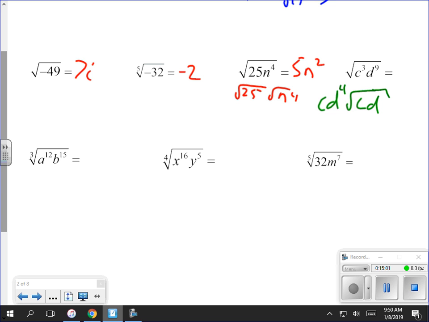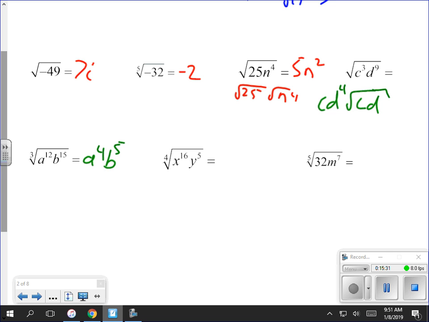Let's take a look at this one. Same idea. Our index is 3. So I'm going to take 12 and divide it by 3. 12 divided by 3 is 4 with a remainder of 0. So I don't have anything left behind for the a's. I have a to the 4th. Okay. I take 15, divide it by 3. 15 divided by 3 is 5 with no remainder.